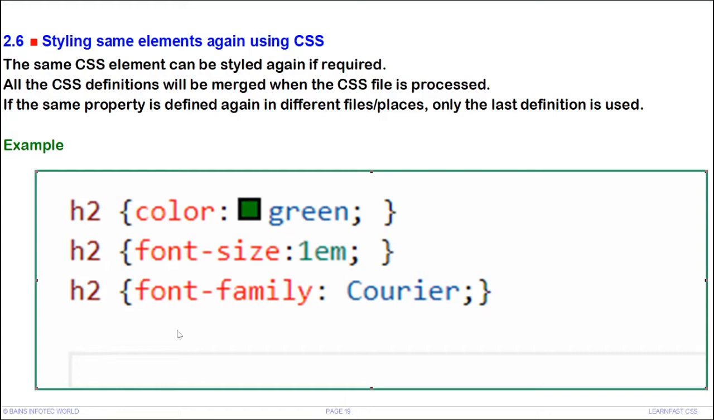For example, you may have an H2 with CSS code saying color green, then another line saying H2 is font size 1em, and then another line saying H2 is font family Courier. So once this is processed, all of these rules will be combined and applied to the H2 tag. And you may also have other styling rules and definitions at the attribute level or the block level in your CSS document, and they will be merged as well as external files.